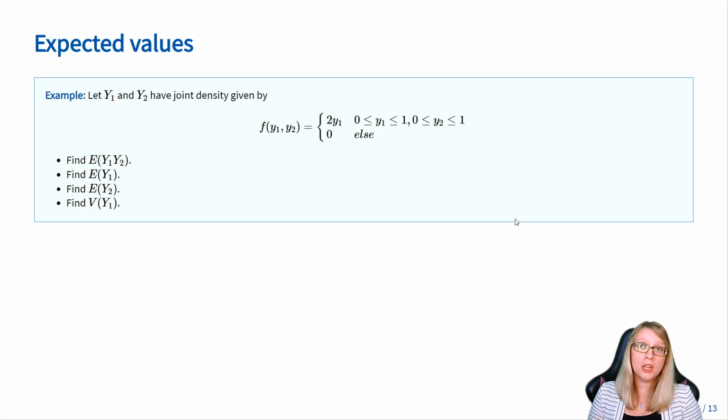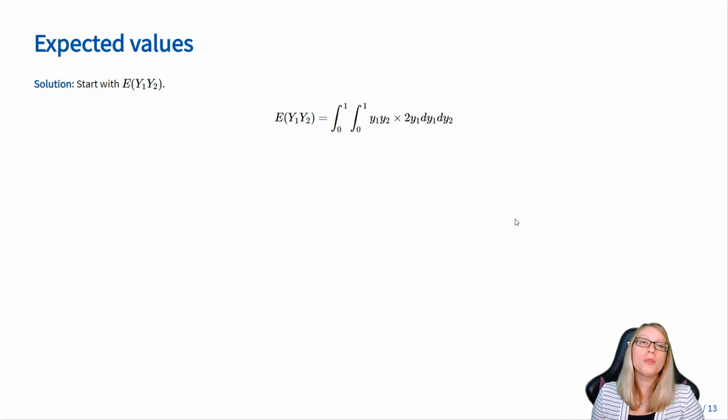Using a familiar PDF, f of y1 and y2 being 2y1, y1 and y2 between 0 and 1, let's find some expected values. Let's find the expected value of the product, y1 and y2, the expected value of y1, expected value of y2, and the variance of y1. So starting with the expected value of the product, y1 and y2.